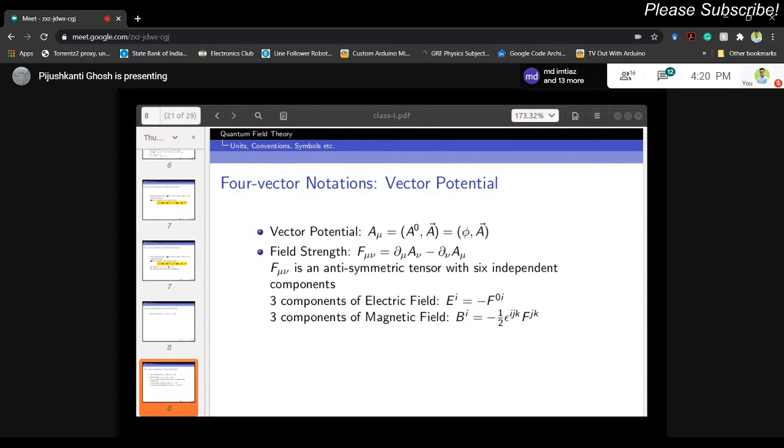So from 16, you subtract the diagonal elements. How many diagonal elements? 4, right? So 16 minus 4, how many? 12. Now we have the condition that F mu nu is equal to minus F nu mu. That means F01 and F10 are not independent. F20 and F02 are not independent. Similarly for all other off-diagonal components. So 12 by 2, you have 6 independent components, right?